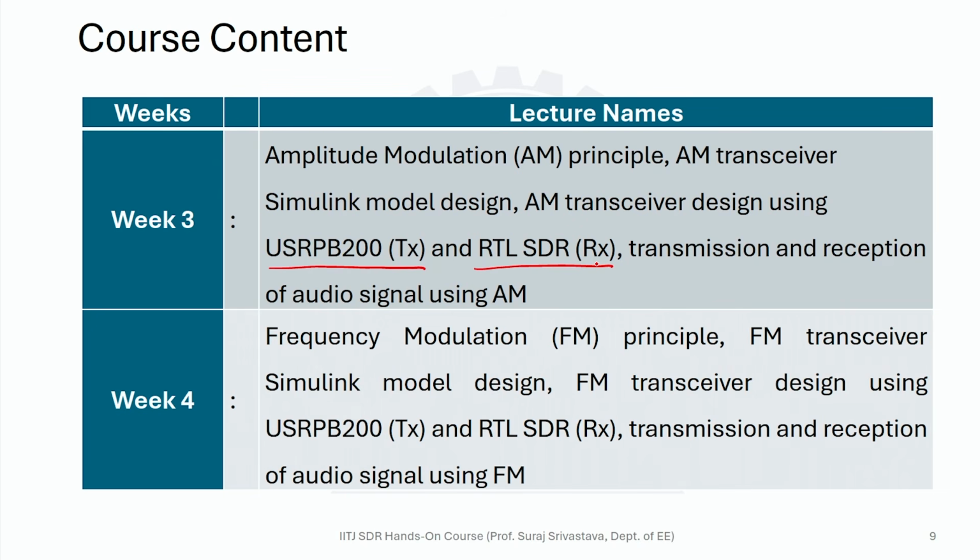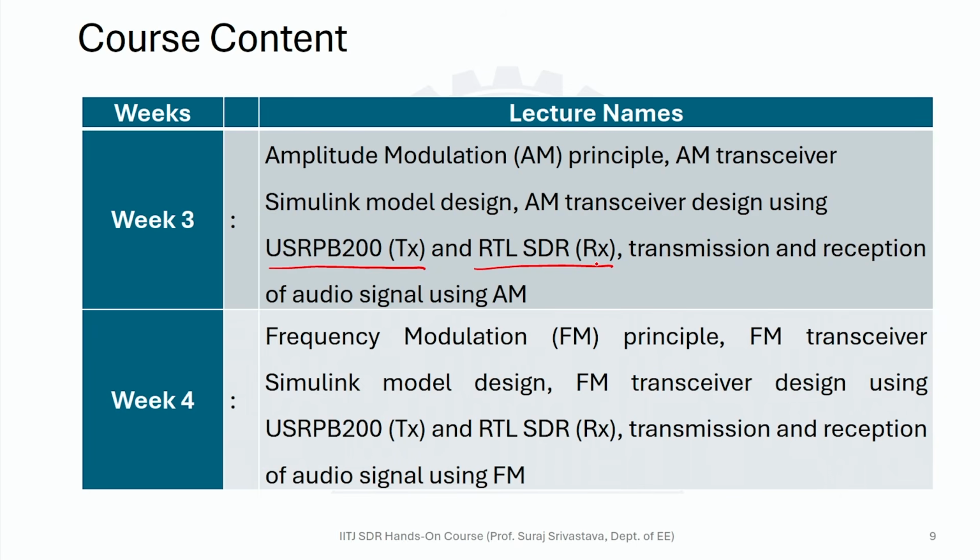And then we'll design the FM transceiver using B200 SDR for the transmitter side and RTL SDR for the receiver side. Again, we'll do the same exercise. We'll take an audio signal and transmit it over the air using B200 SDR by doing frequency modulation. Then we'll keep one RTL SDR receiver at some distance, which will receive that FM signal, perform the demodulation, and recover the signal back. So in all this process, you will see the theory which you study in the regular textbooks.